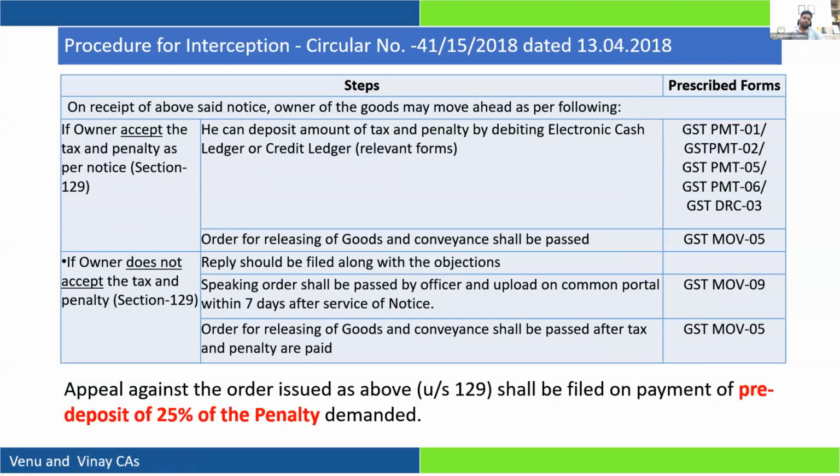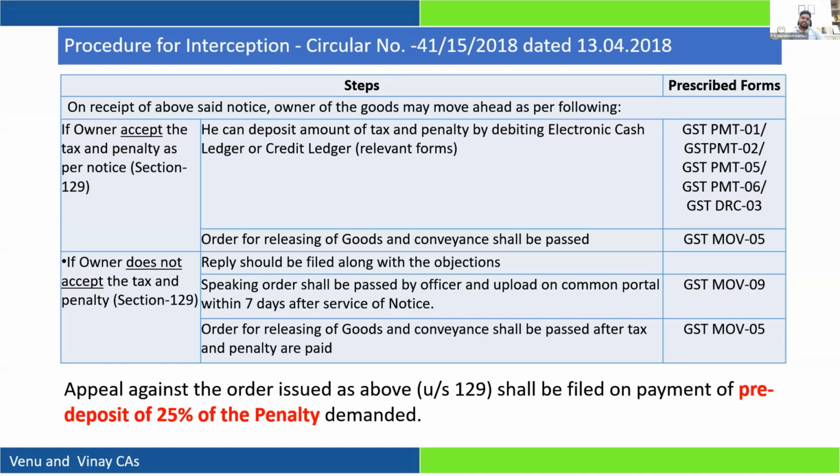On receipt of the above notice, the owner of the goods may proceed as follows. If the owner comes forward and accepts the tax and the penalty as per the notice, that is, as per Section 129 where penalty has been levied, and deposits the amount of tax and penalty by debiting the electronic credit ledger or the cash ledger, then the order for release will be given in GST MOV 05.